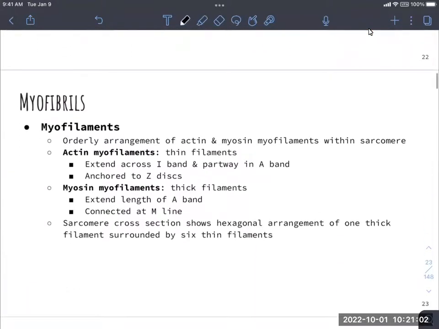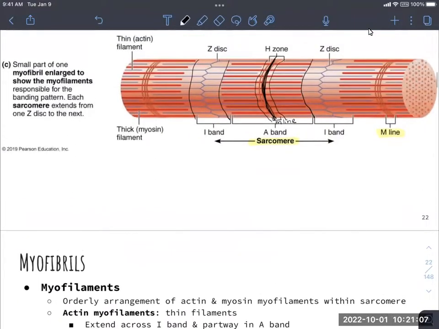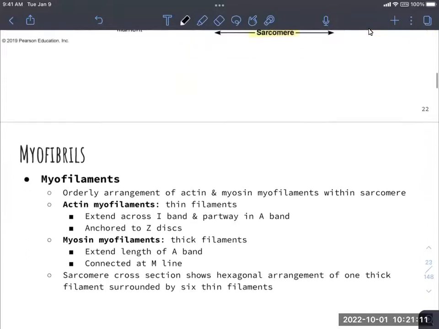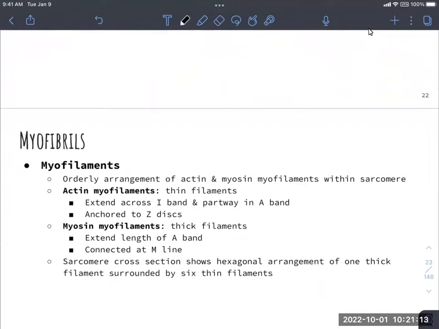So let's look at what makes up this whole A band, the I bands. We have what are called actin and myosin filaments. An actin myofilament, that's a thin filament. And that is what makes up our I band, and it makes up part of the A band. They are anchored with the Z discs.